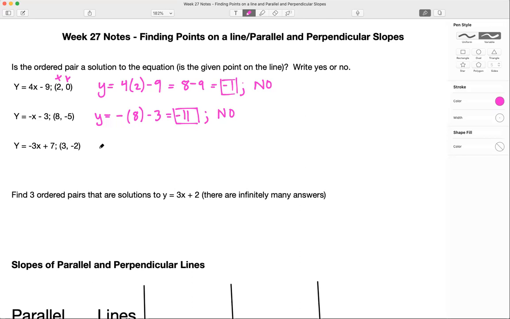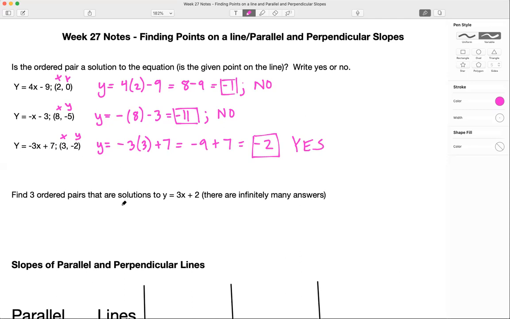How about this one? You try it. All right, y equals, and then you're going to plug in what for x? Here's your x, here's your y. I just want to make that really clear. You're going to plug in 3 for x. And then you get negative 9 plus 7 equals negative 2. Is that the same as what we get here? Yes, it is. So the answer to this one is yes. This point is on this line.